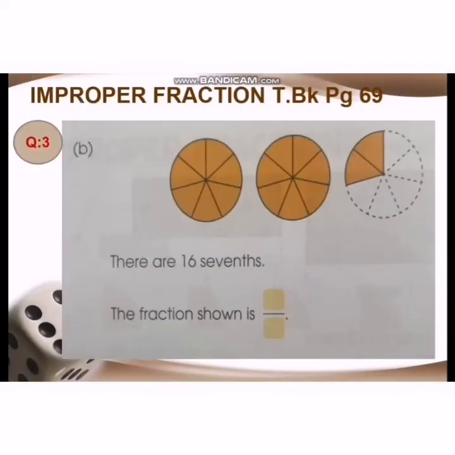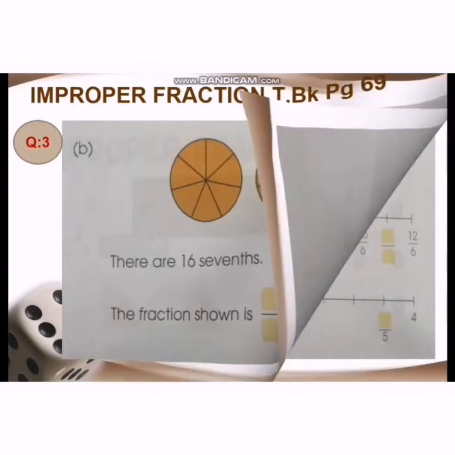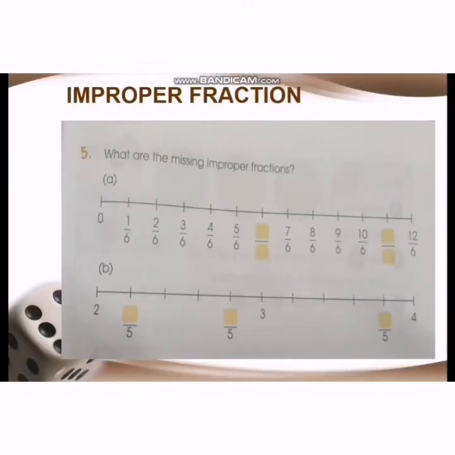Now we have part B. We have three figures. The first two figures are fully shaded and the third figure has two parts shaded. Now there are 16 sevenths. The fraction is 16 by 7.